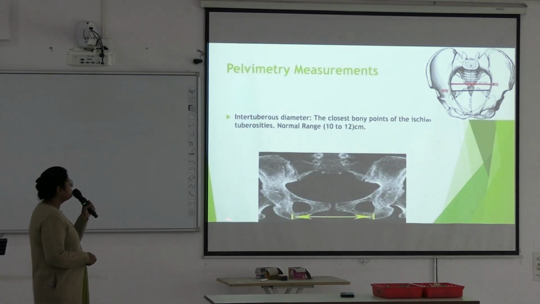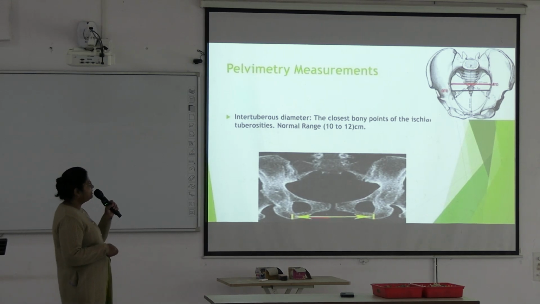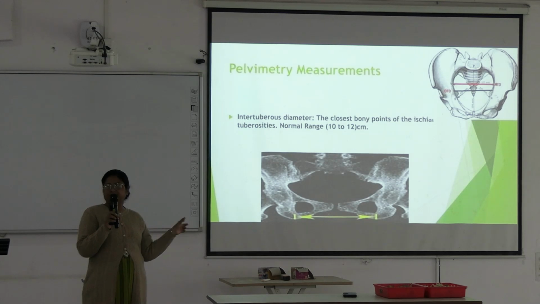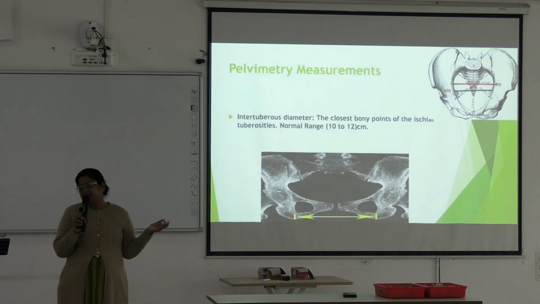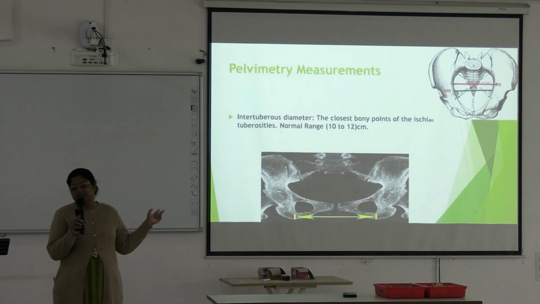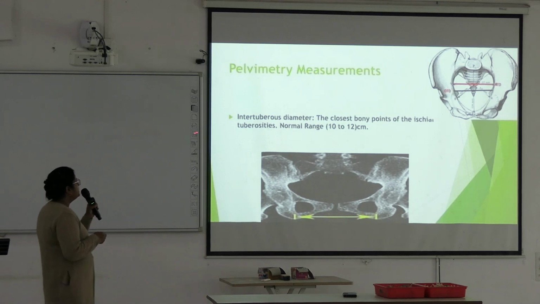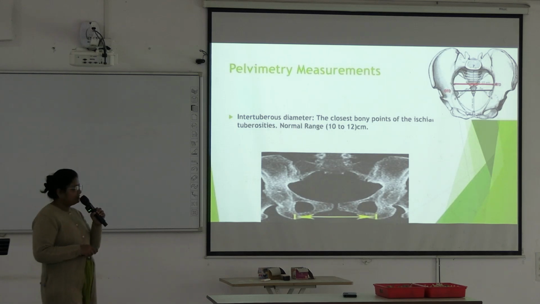intertuberous diameter, in between the two ischial tuberosities. This is the diameter of the outlet. Okay, so the first one was the transverse diameter of the inlet. Interspinous diameter is the smallest diameter of the pelvic cavity, and this is the diameter of the outlet, the intertuberous diameter, in between the two ischial tuberosities. Normal range is 10 to 12 centimeters.